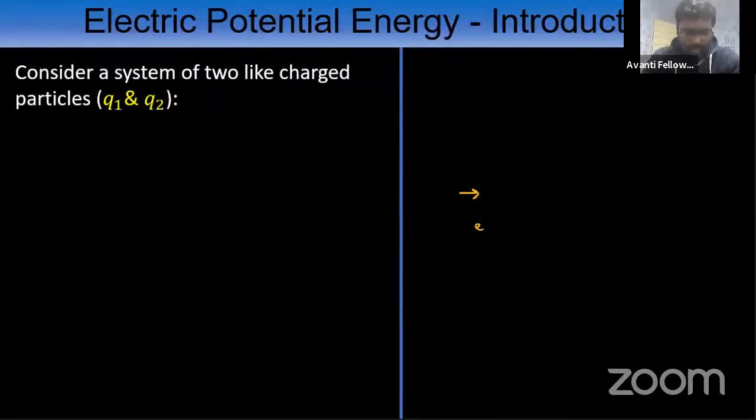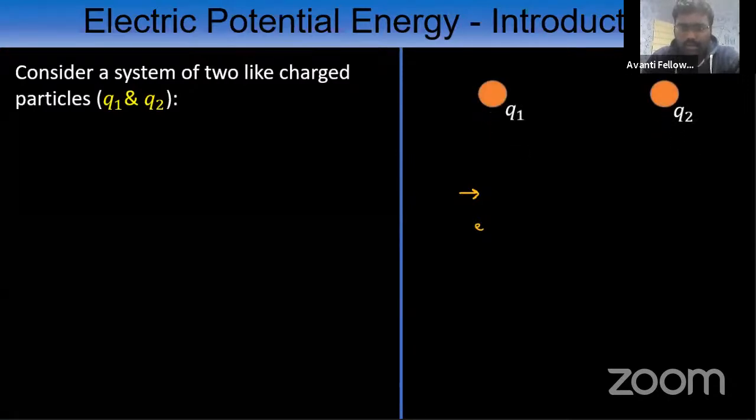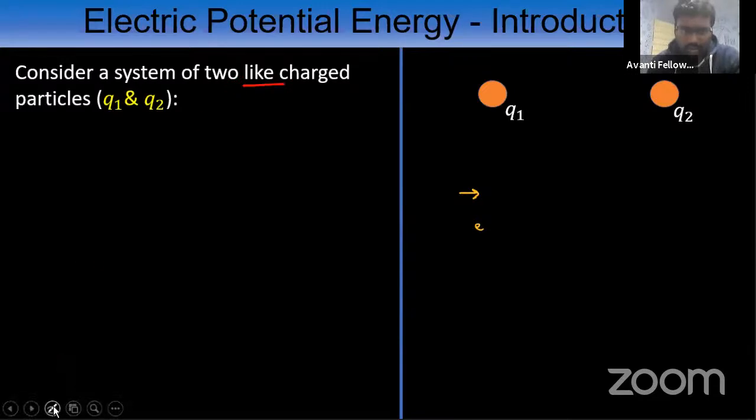So what is electric potential, or what is electrostatic potential energy, or electric potential energy? To learn that, we have to consider two charged bodies, Q1 and Q2. These charged bodies are like charged bodies.